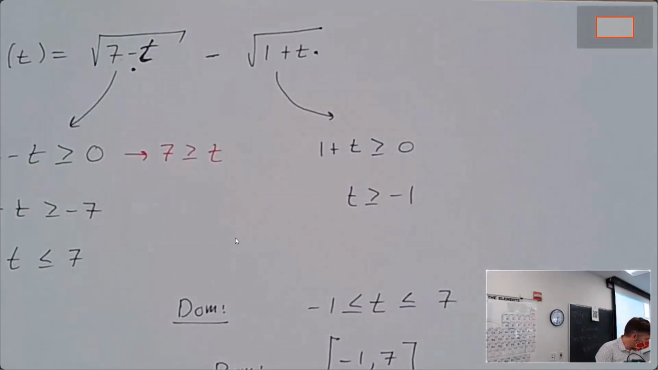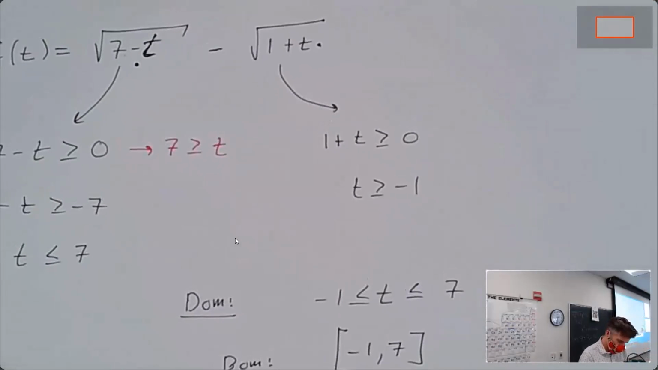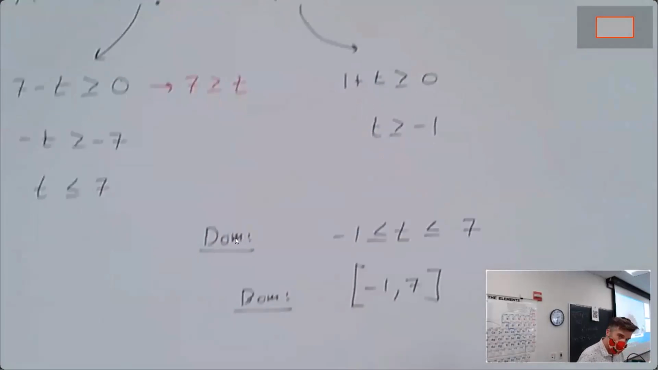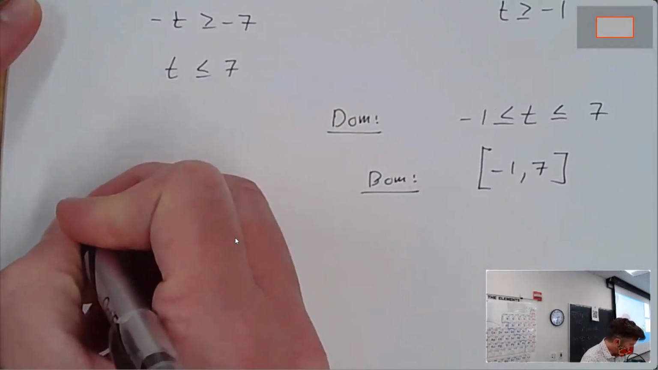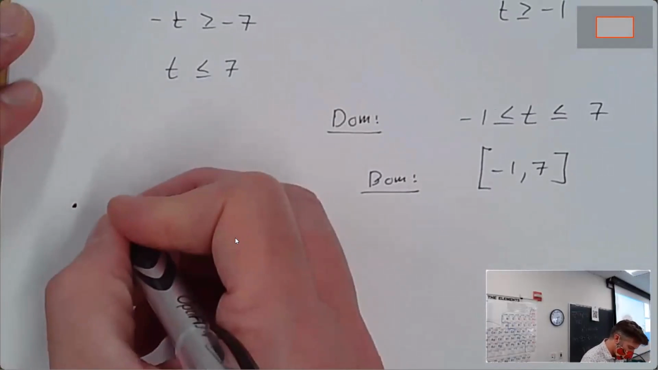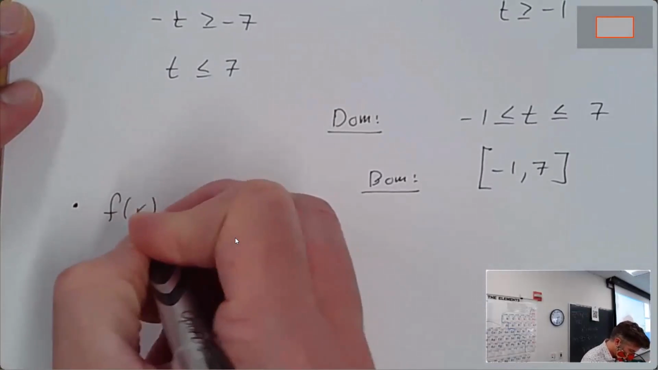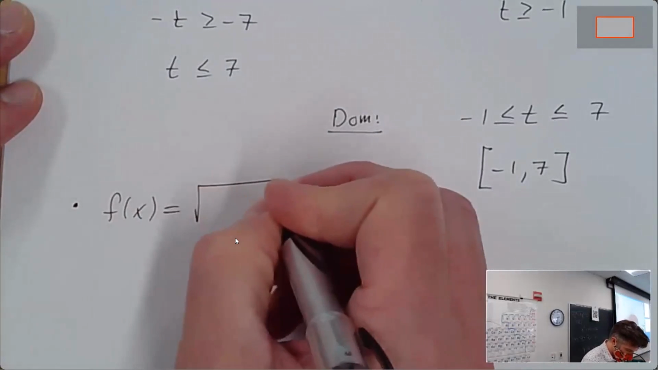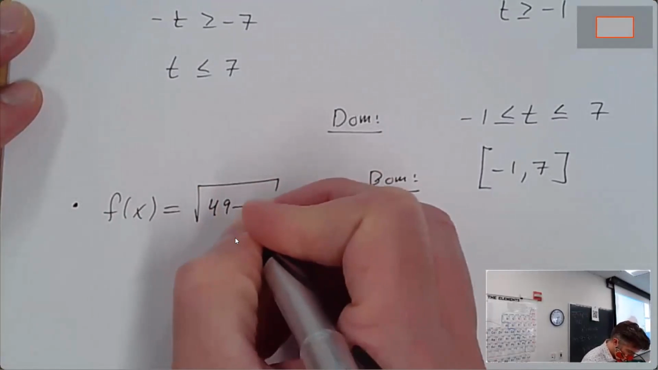So let's look at, I got two more I want to do. We put another one on here. How about, now we're going to talk about the domain and the range. So let's look at this function, the square root of 49 minus x squared.